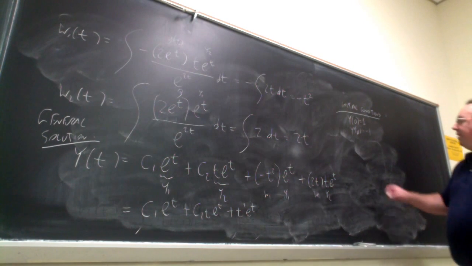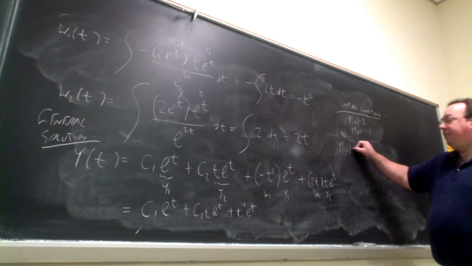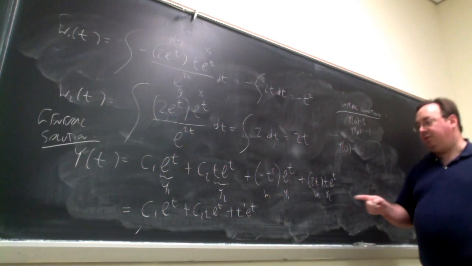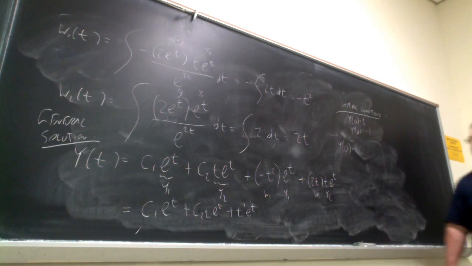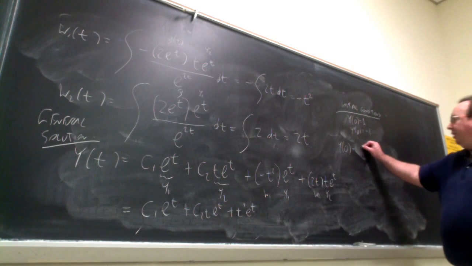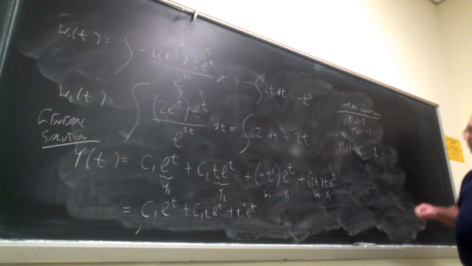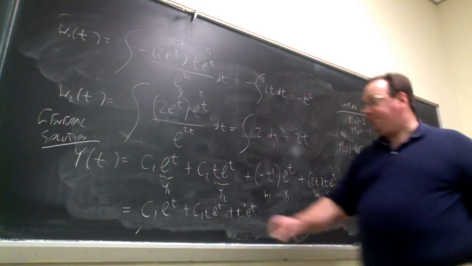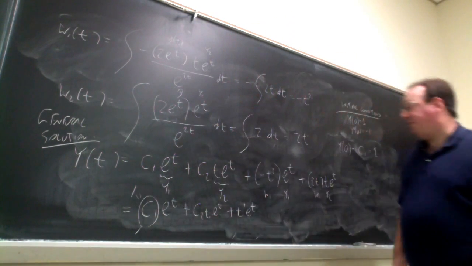So we have these initial conditions. I need to evaluate y of 0. If I plug in 0 here, what am I going to get? C1. Yeah, all the other terms are going to go away, so that worked out nicely. And that must be equal to 1. So C1 is now determined. Now there's only one coefficient left.